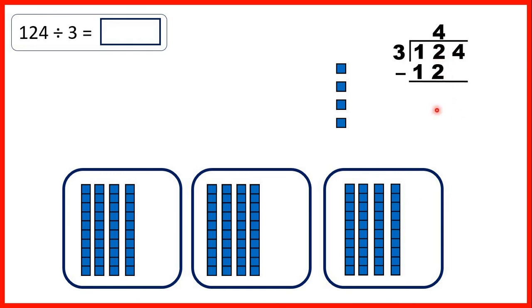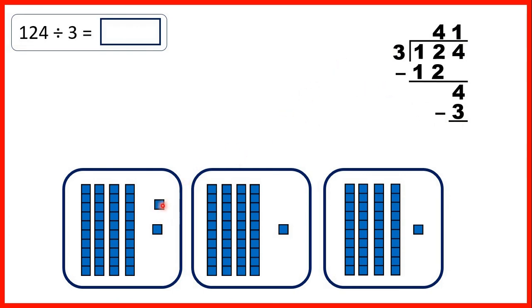Then we needed to subtract and bring down. 12 minus 12 is 0, but we could bring down the 4. Now if we try to share out these 4 counters, we can put 1 counter in each group, so share out 3 of our ones, and because we have 1 one in each group, we can write 1 in our answer line, because 1 times 3 is 3.